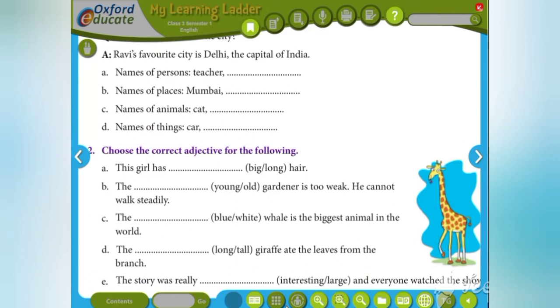Okay, then the dash gardener is too weak. So who will be weak? Young person or old person? Yes, so old will be very weak. So the answer is old. Okay, the old gardener is too weak. He cannot walk steadily. So you can understand this, right? So this is how you have to complete the remaining exercises, the remaining questions.